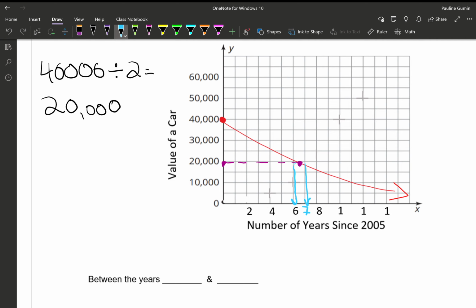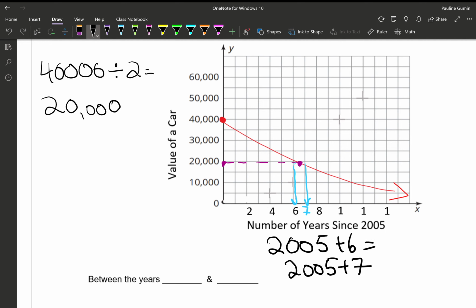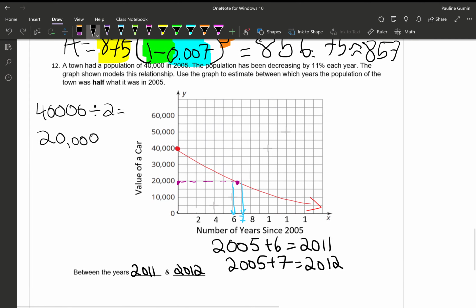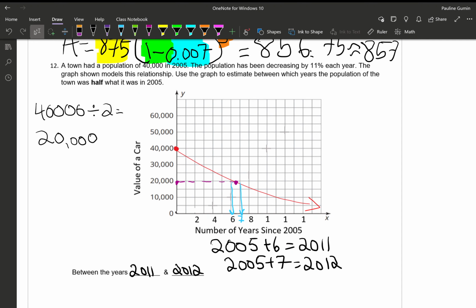Now, 6 and 7 aren't actual years. They are years since 2005. So we're going to write down 2005 plus 6 and 2005 plus 7. 2005 plus 6 is 2011, and plus 7 is 2012. So between the years 2011 and 2012, the population had half of what it did in 2005.